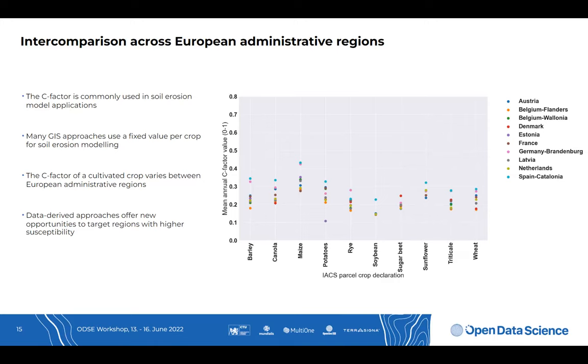And what we can see is that the C factor, which is this integrated factor that's used in modeling, basically says the relative susceptibility of a certain crop. So how much environmental damage through soil erosion does a kind of crop cause? It says that this is different between crops, but it also varies between regions in Europe. And since we've in the past been using singular values, we can say that using these new data-driven approaches with new methods really allows us new opportunities to start parameterizing models and improving our predictions.